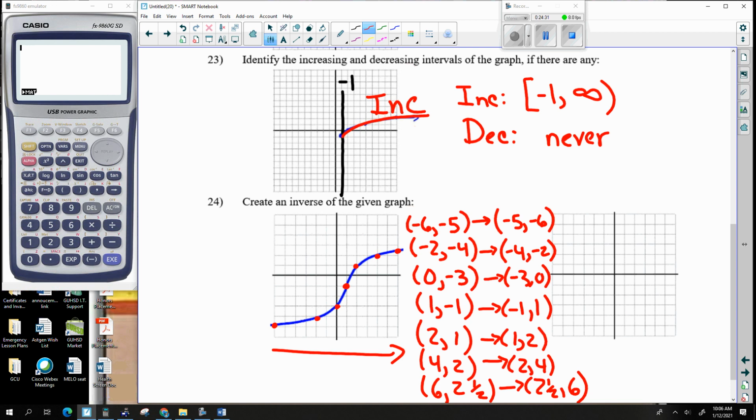So with those inverses, I can go ahead and graph these. So -5, -6. -4, -2. -3, 0. -1, 1. 1, 2. 2, 4. And 2.5, 6.